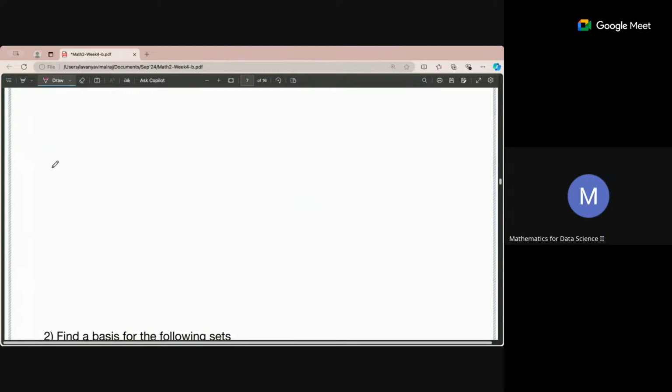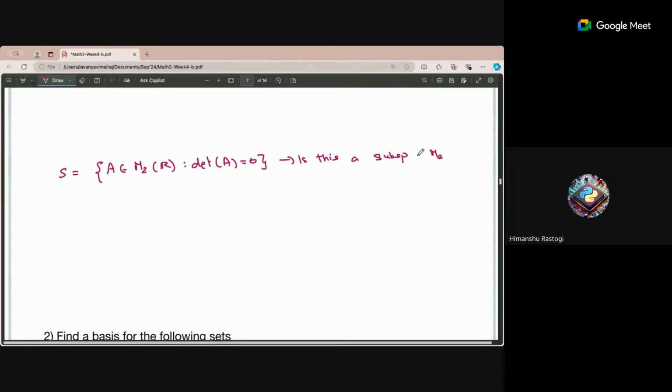My question is, suppose S is equal to the set of all matrices in M2 of R such that the determinant of A is 0. I'm asking if this is a subspace. Is this a subspace of M2 of R? Yes, okay, it is.